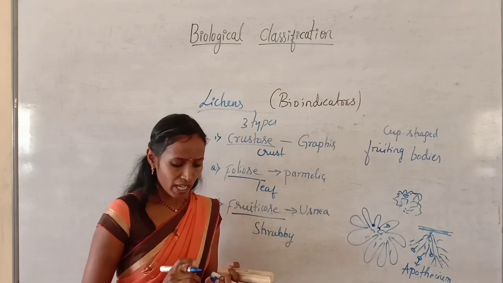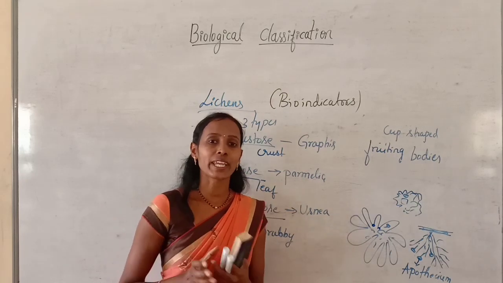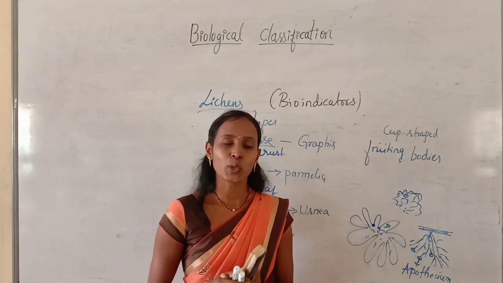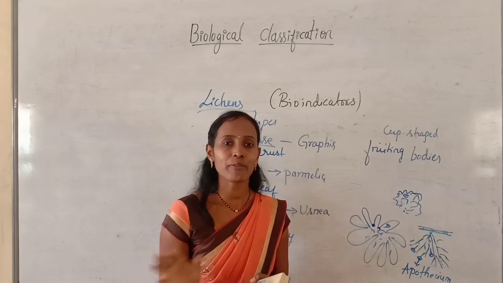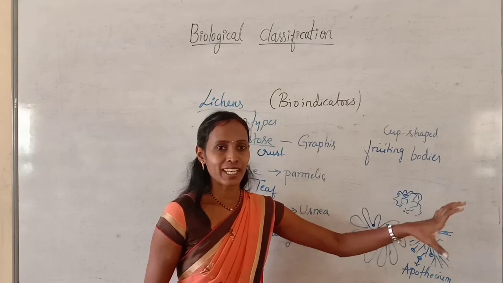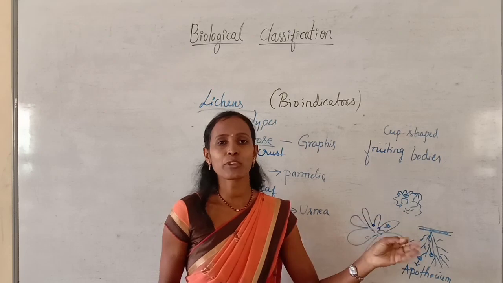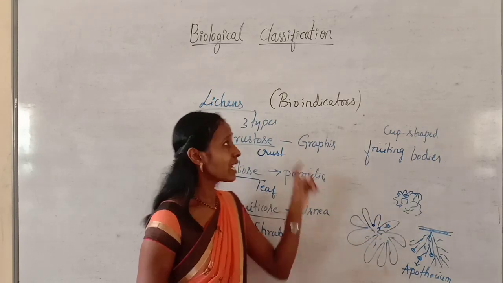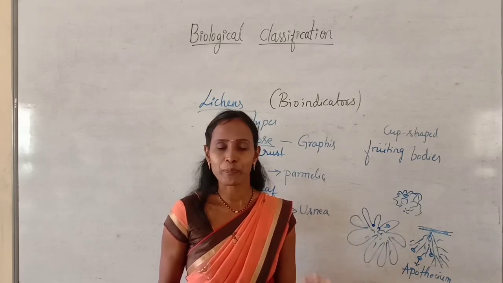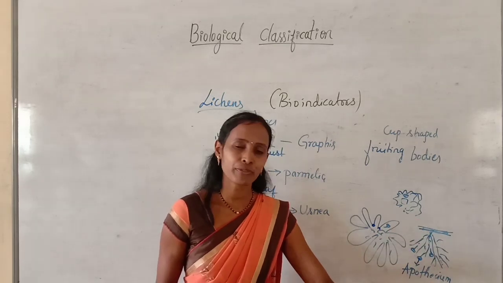So lichens are very good pollution indicators. They will grow only in non-polluted areas and they will never grow in polluted areas. For example, in one area, if you find the presence of lichens, you can say that it is a pollution-free environment, because lichens only grow in areas where there is no pollution. That's why if you find the presence of lichens, that area is usually a pollution-free environment.